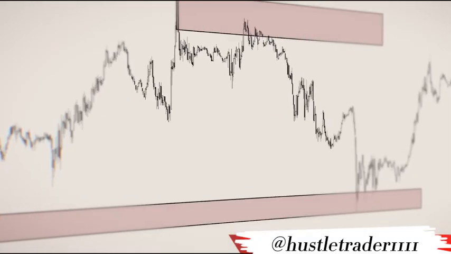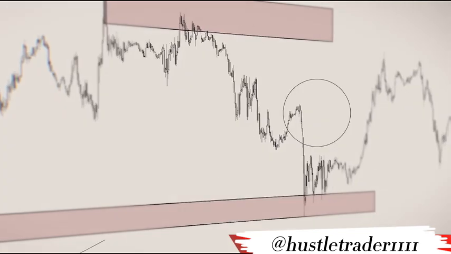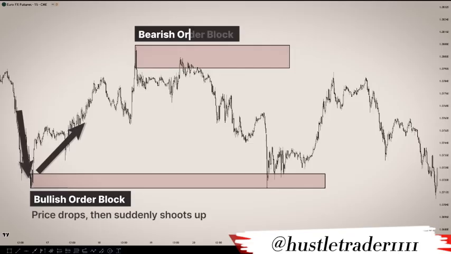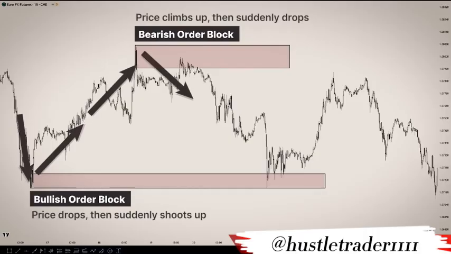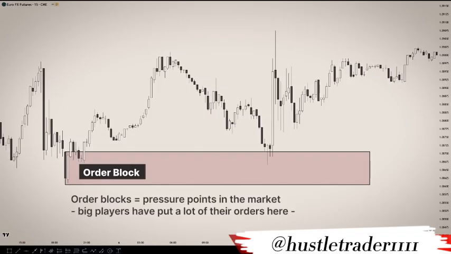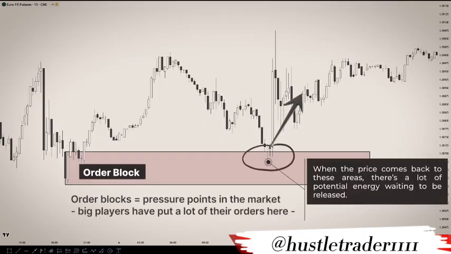There are two main types of order blocks you need to know about. Bullish order blocks, which show up when the price drops, then suddenly shoots up. And bearish order blocks, where the price climbs up, then suddenly drops. Order blocks are like pressure points in the market. They're areas where the big players, the market makers, have put a lot of their orders. When the price comes back to these areas, there's a lot of potential energy waiting to be released.